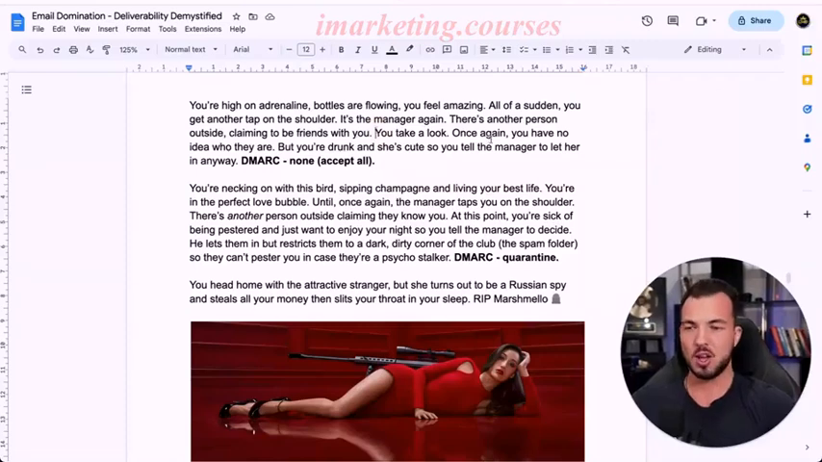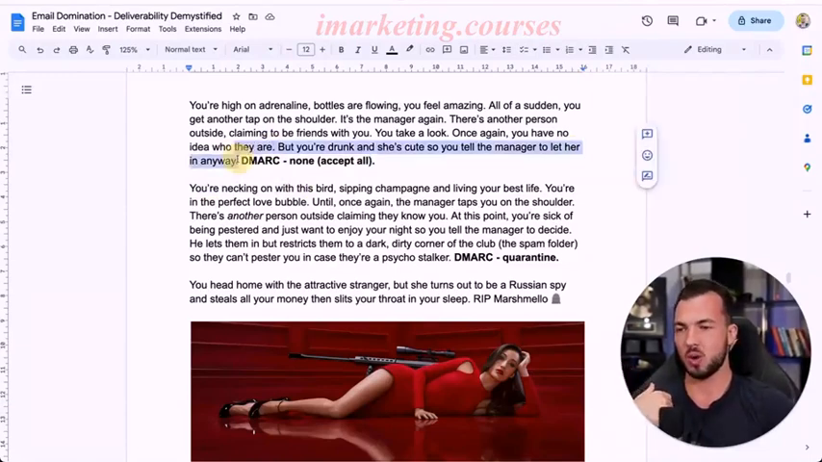So you take a look, right? And once again, you have no idea who they are. They're just a random person, you don't know them. But hey, you're drunk and she's cute. So you tell the manager, let her in anyway. Even though I didn't know her, I'm still gonna let her in because I call the shots. I get to decide what happens.